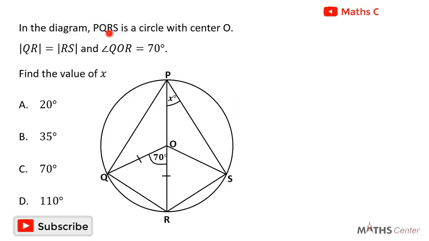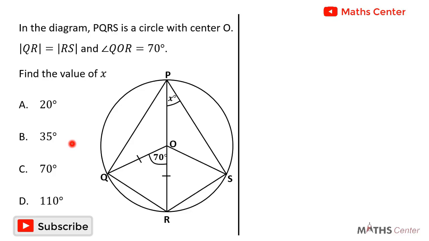In the diagram, PQRS is a circle with center O. The length of the line QR is equal to the length of the line RS, and angle QOR is 70 degrees. Find the value of X. This is a multiple choice question, and so we will solve the question, and after that we will pick the correct option.